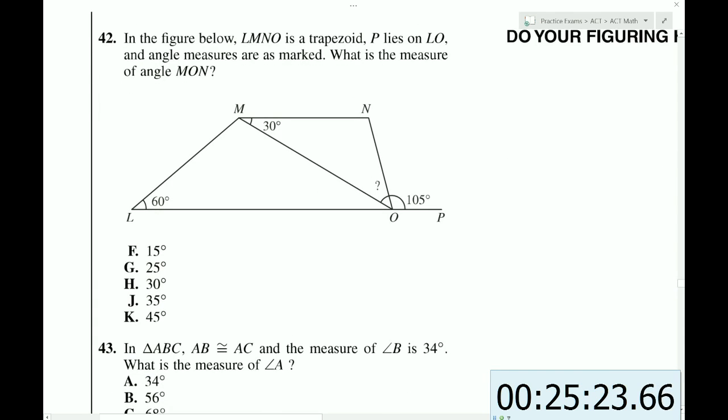What is the measure of angle MON? Alright. So let's see. 30, this would also be 30 because alternate interior. Then 30 and blank and 105 has to be equal to 180. So we do the subtraction, and that will give 45.